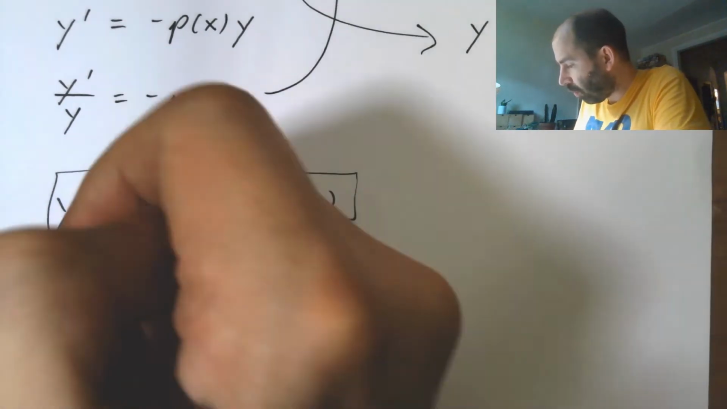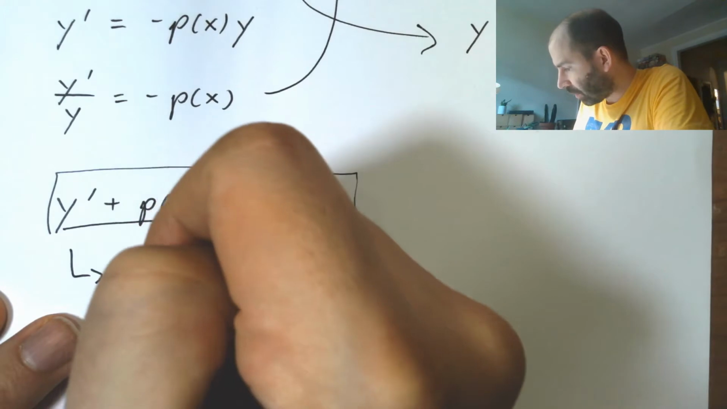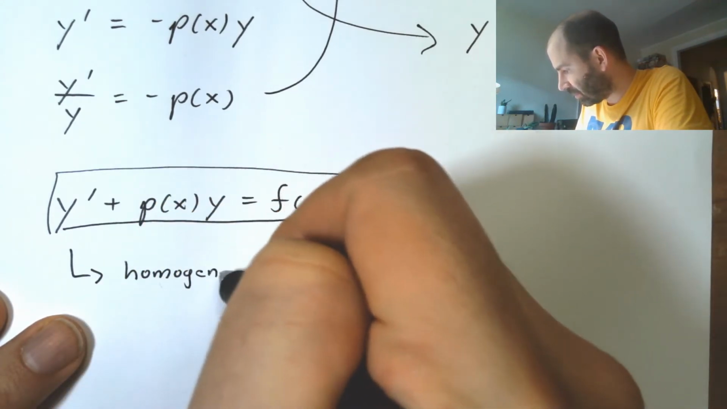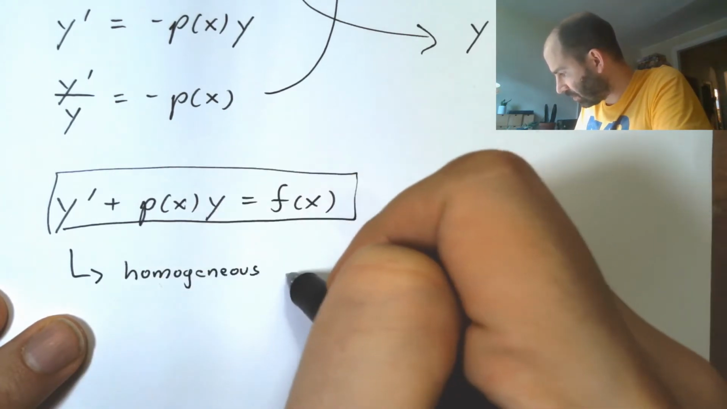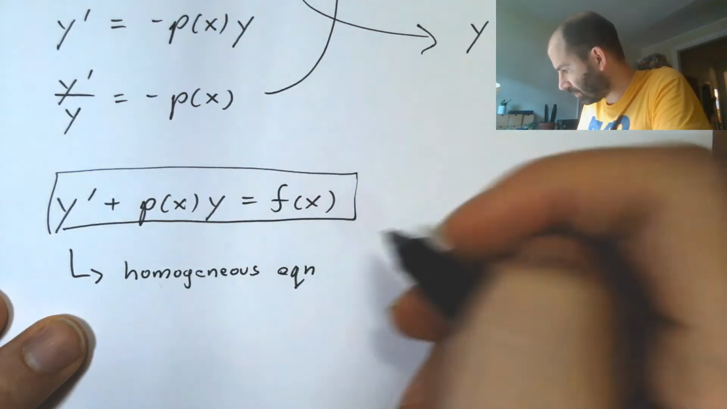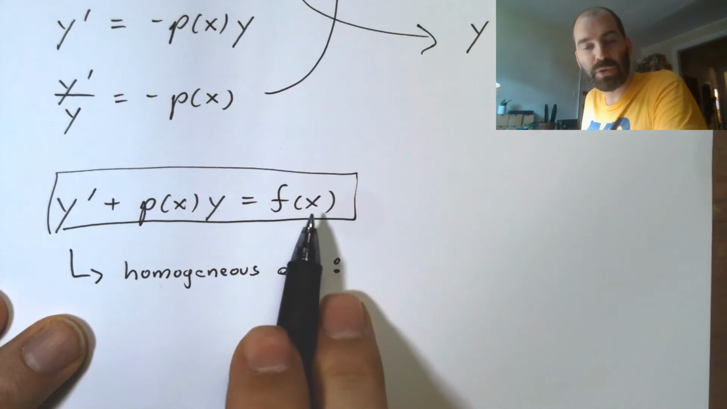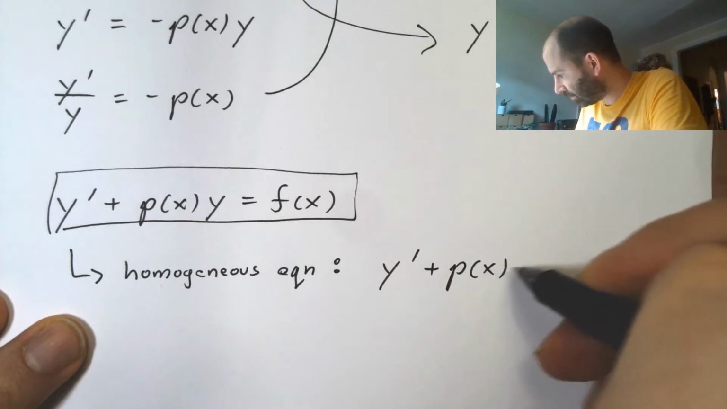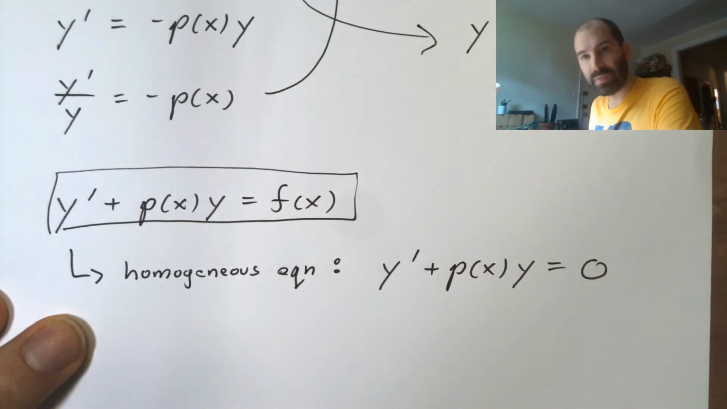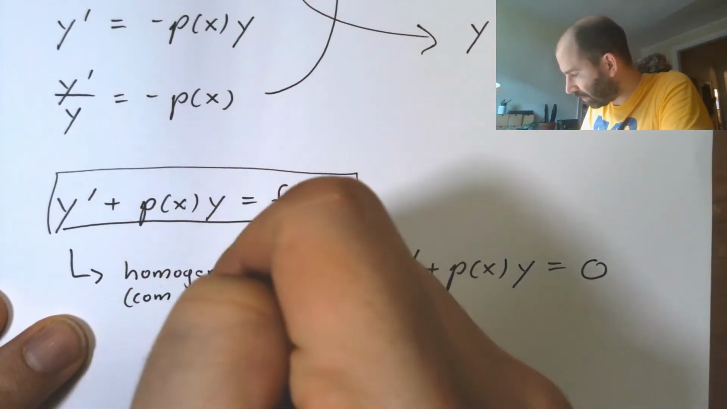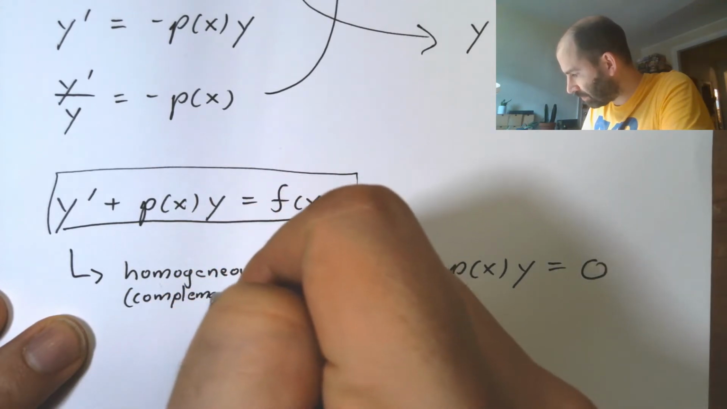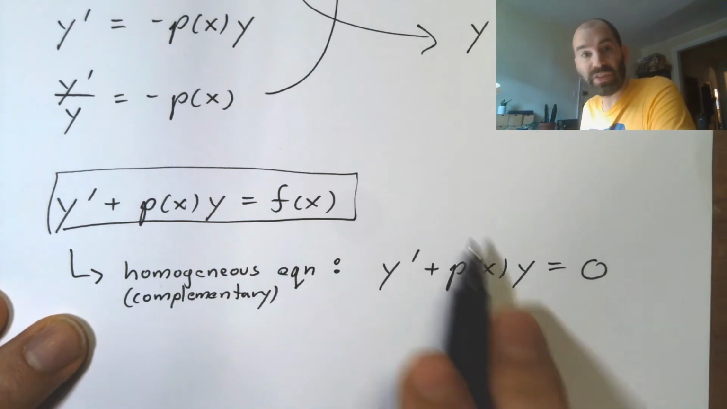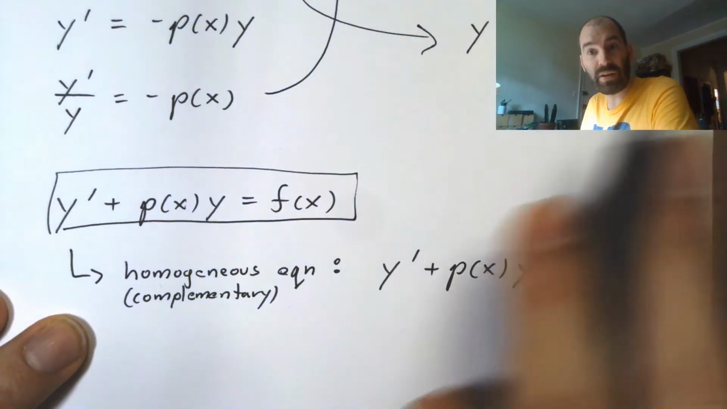Okay? So from this equation, we're going to construct the homogeneous equation. What is that? That's what you get when you just replace f of x with 0. The book calls this the complementary equation. And we know how to solve this. That's what we just did up here, right? So we know how to find the solution.